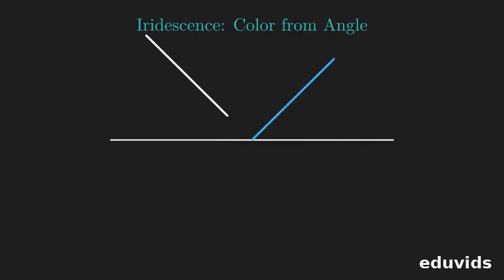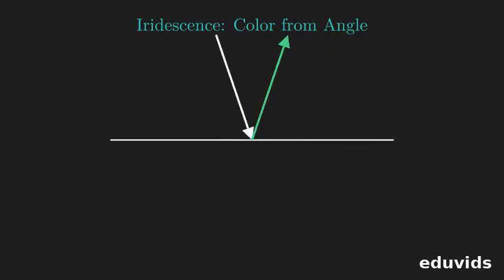Because the feather relies on the angle of light reflection, the color appears to change as the peacock moves. This phenomenon of changing color with angle is what we call iridescence.